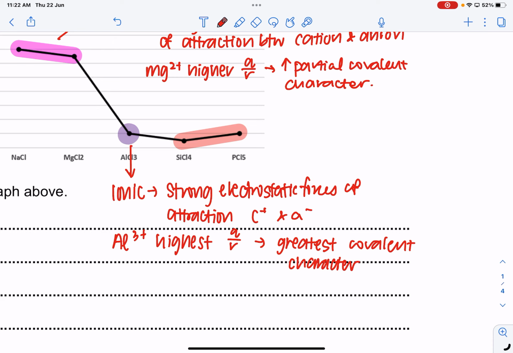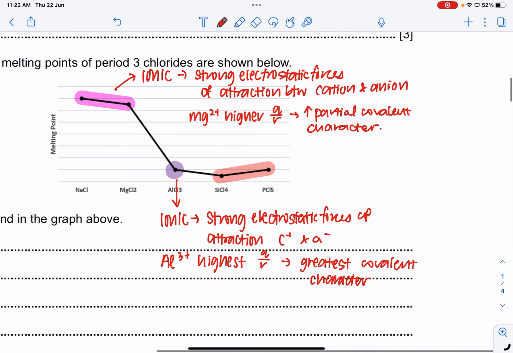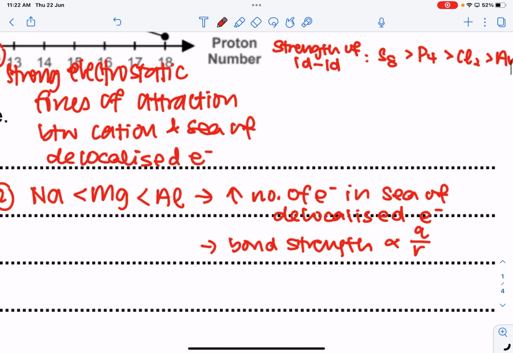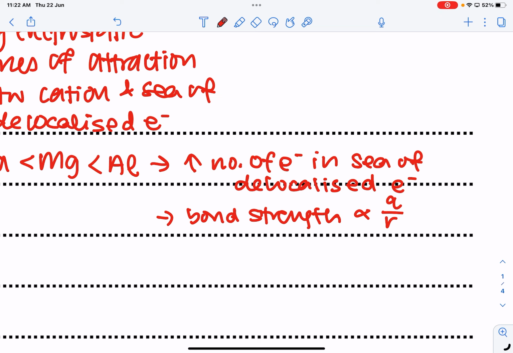For part 1, you also talk about the Q over R, for the first part here, right? I talk about Q over R because of the metallic bond strength. So this is a bit different. Your polarizing power and metallic bond strength are exactly the same ratio, but they explain two different things. Because for bond strength, it's only your metal cations and the sea of delocalized electrons, so there are no anions inside. That's why this one represents your bond strength.